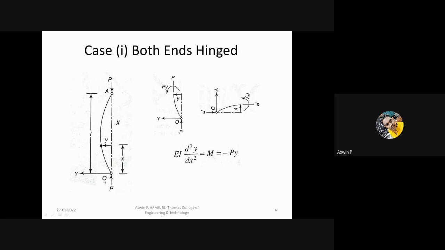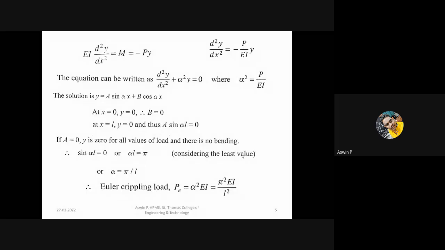force into perpendicular distance. That is, it will be minus P y. Only write that much. M is equal to minus P y. So we have an equation that is EI d square y by dx square equal to M is equal to minus P y. This equation is already written.